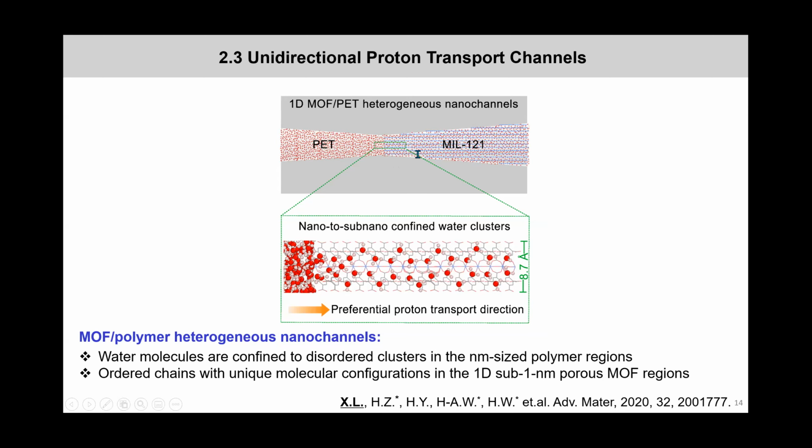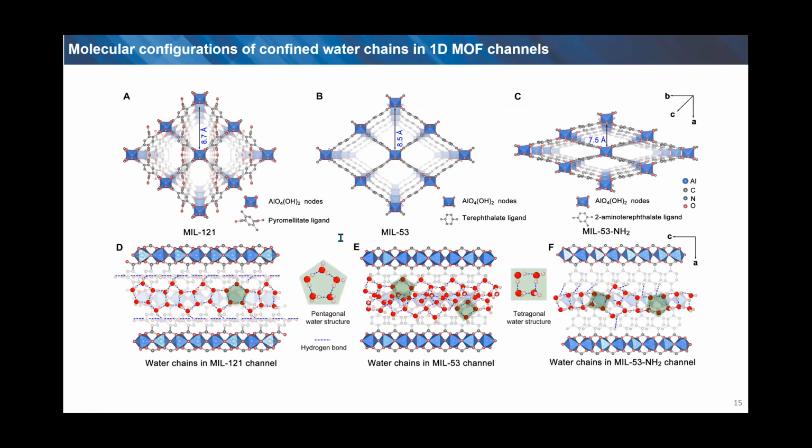MOF was grown into one side of the PT channel by the controlled diffusion growth method. In the nanometer-sized polymer channel, water molecules are confined to disordered clusters, which is adverse for proton transport, whereas in the one-dimensional sub-1 nanometer MOF channels, water molecules are confined to ordered chains, which can facilitate fast proton transport. And from MD simulations, the ordered water chains formed in the one-dimensional MOF channel have unique molecular configurations, such as the pentagonal water structure and the tetragonal water structure.